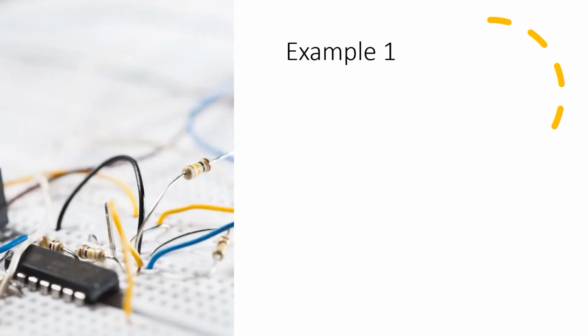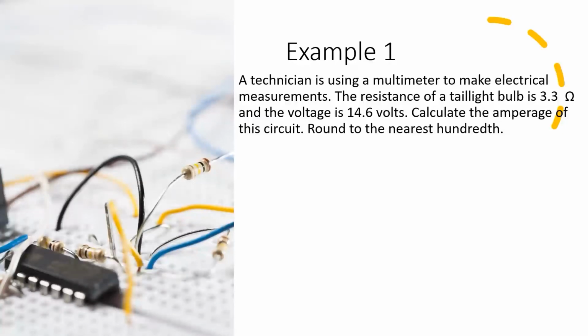In our first example, a technician is using a multimeter to make electrical measurements. The resistance of a taillight bulb is 3.3 ohms, and the voltage is 14.6 volts. Calculate the amperage of this circuit. Round to the nearest hundredth.